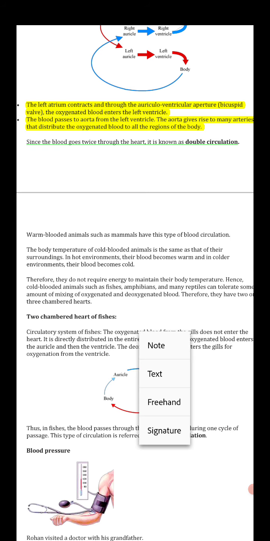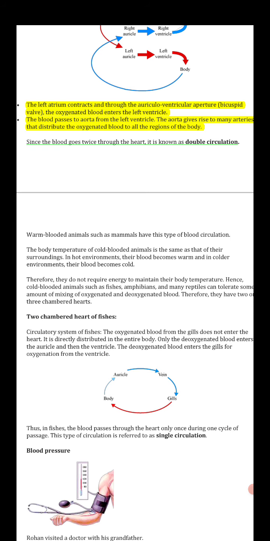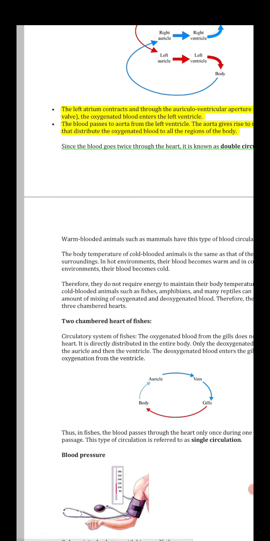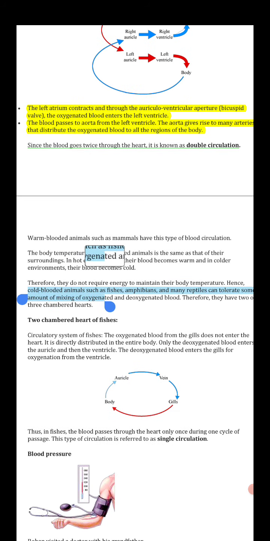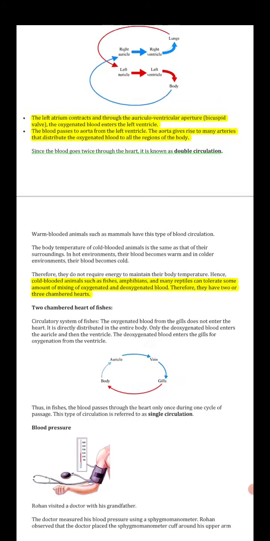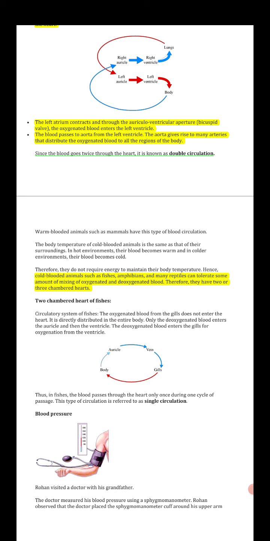I am highlighting this portion: cold-blooded animals such as fish, amphibians and many reptiles can tolerate some amount of mixing of oxygenated and deoxygenated blood. Therefore they have a 2 to 3 chambered heart. So they do not have a 4-chambered heart.